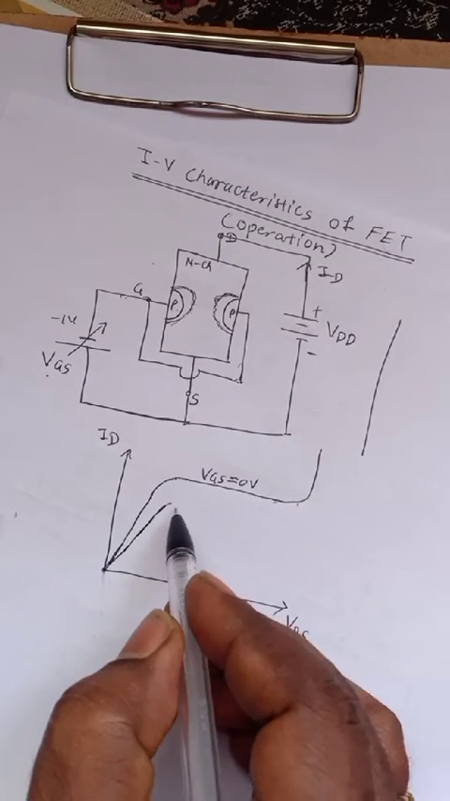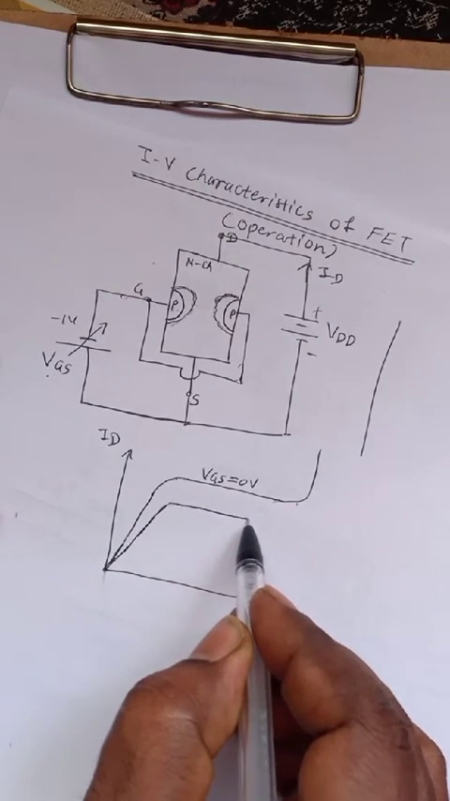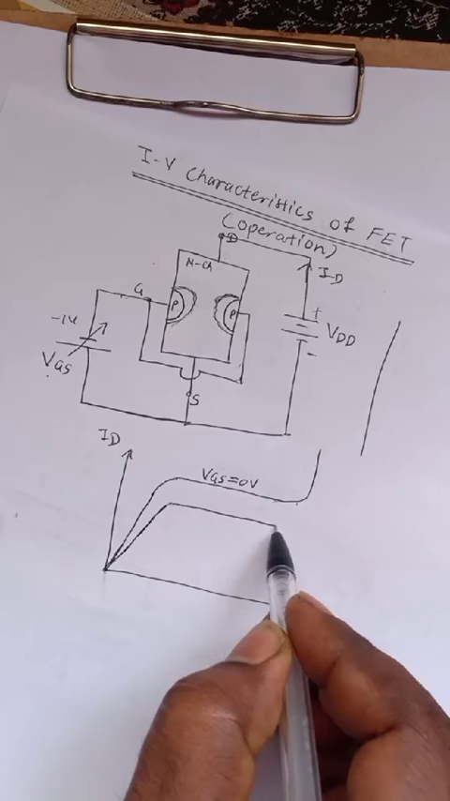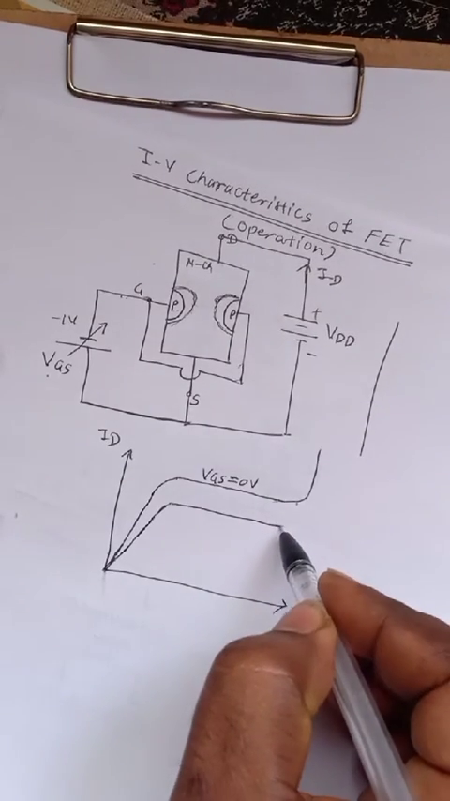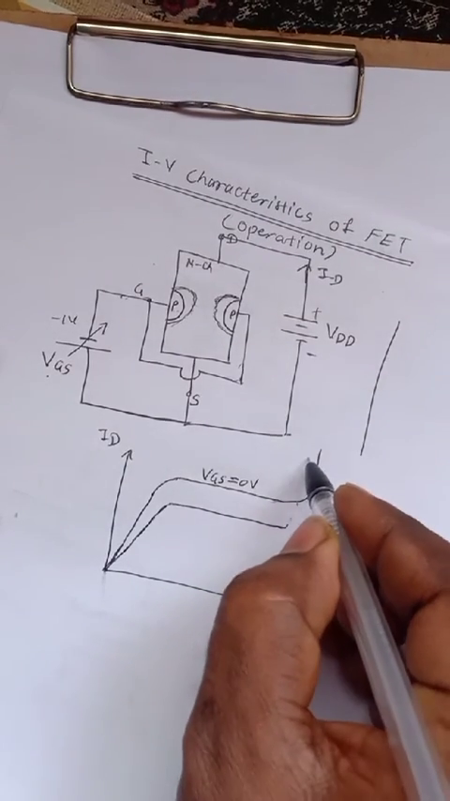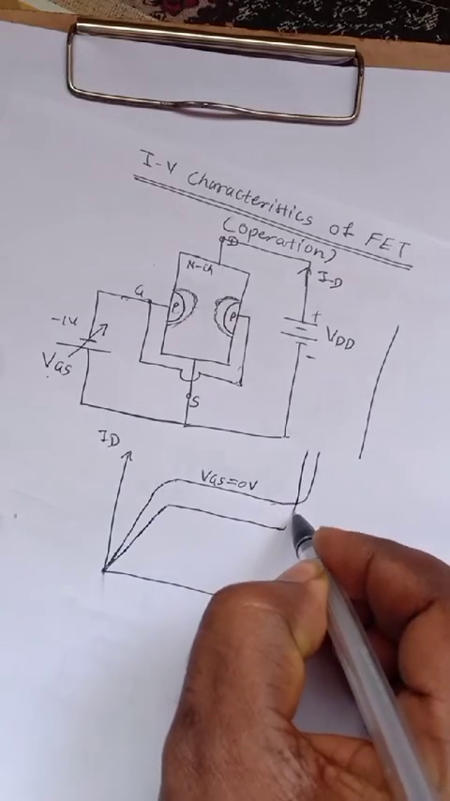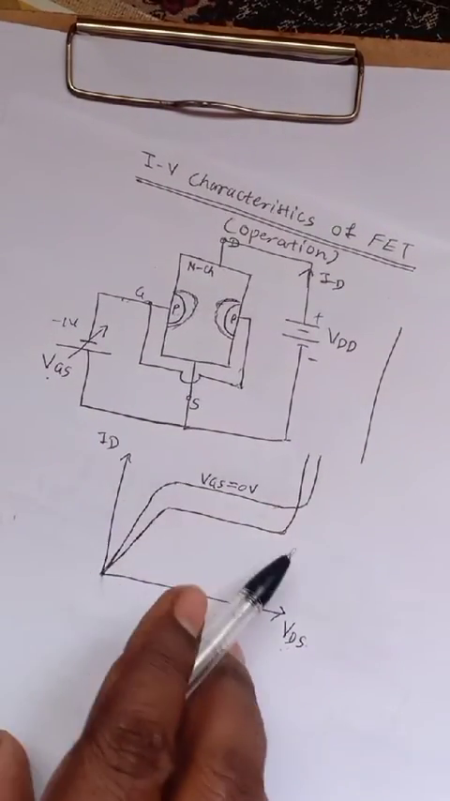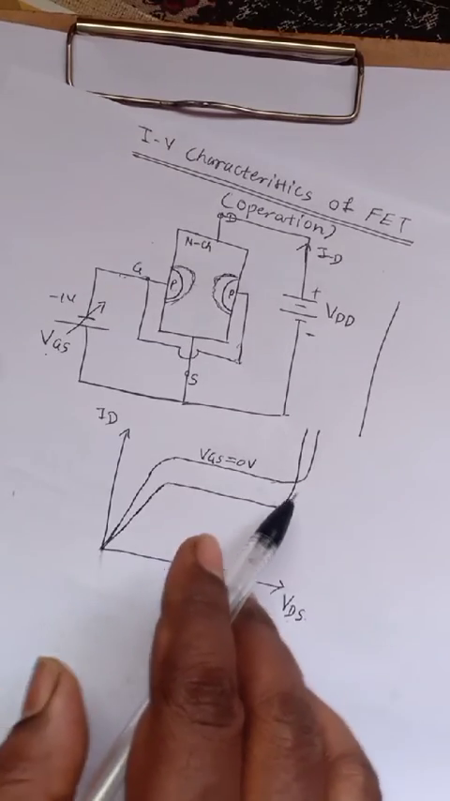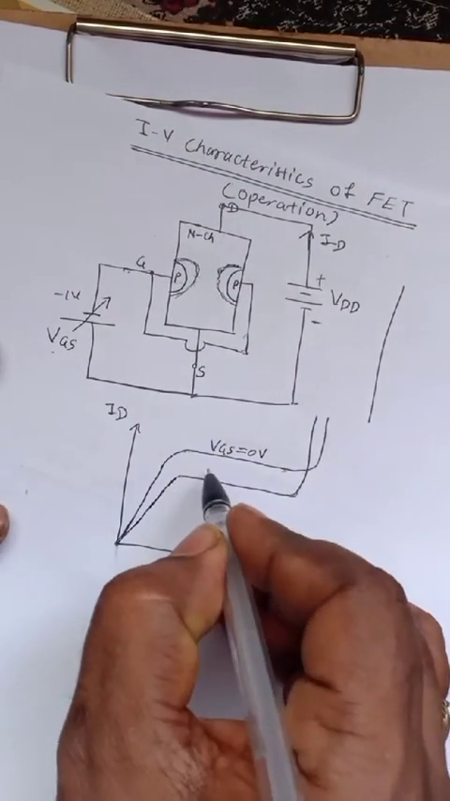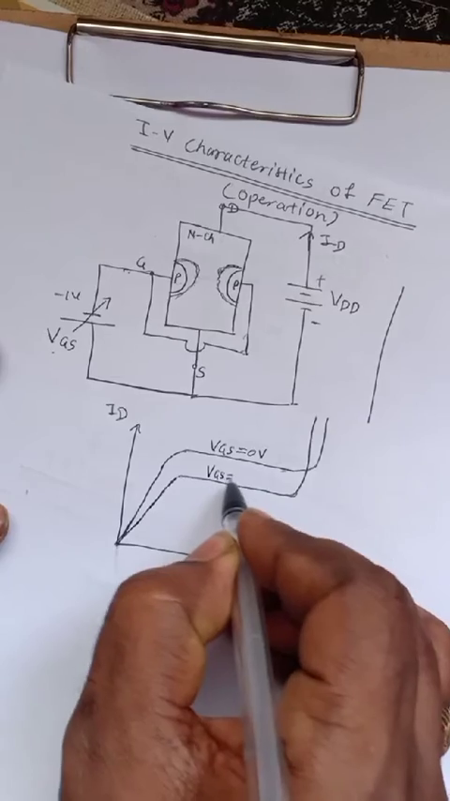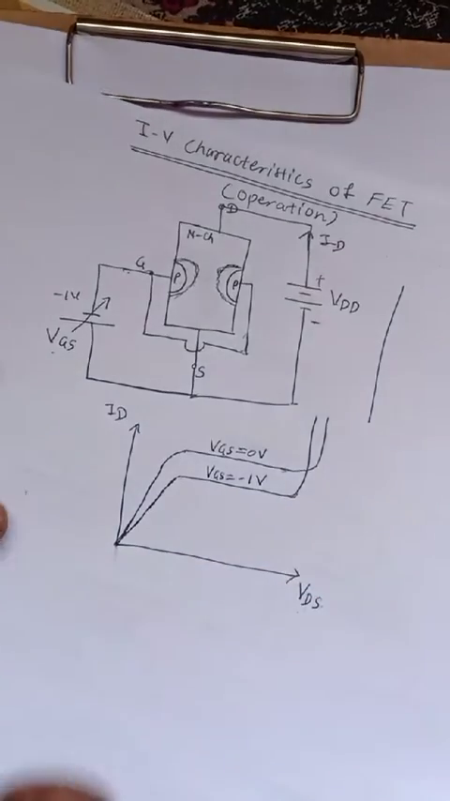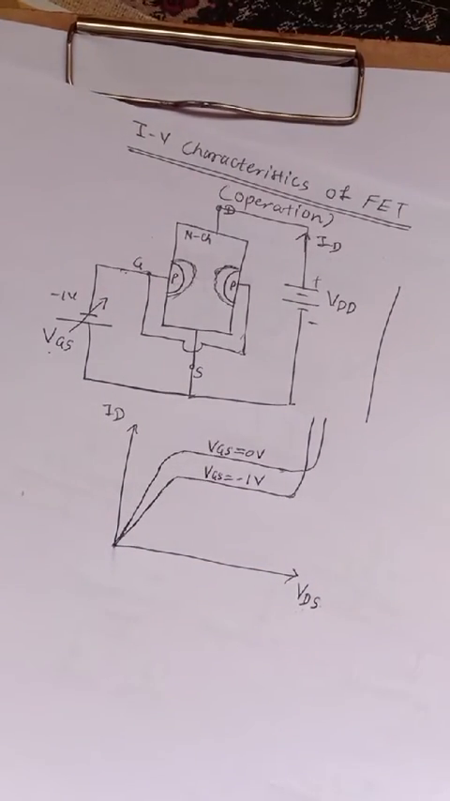Initially it acts like a resistor, it goes into saturation, and after some time it goes into breakdown. So this breakdown point occurs before the previous one, okay. So this is VGS equal to -1 volt if we apply.